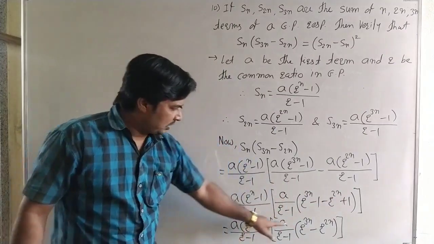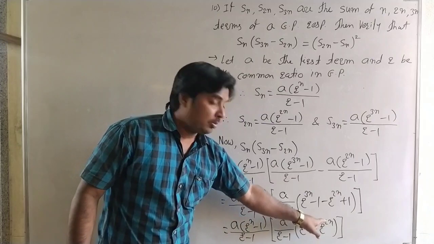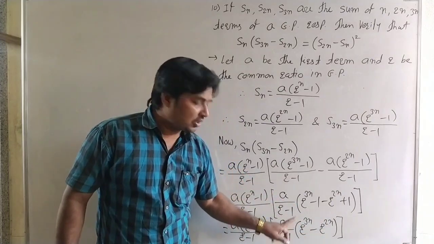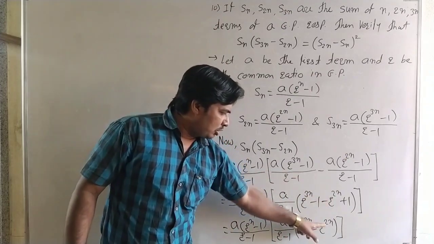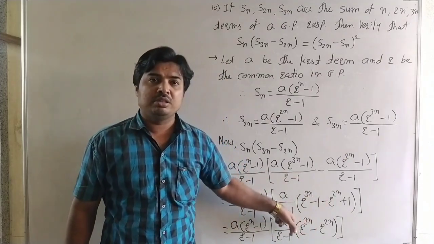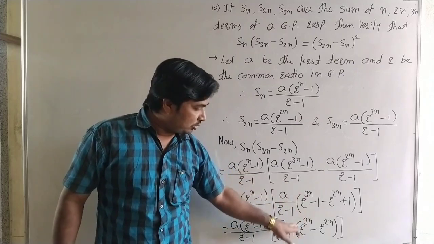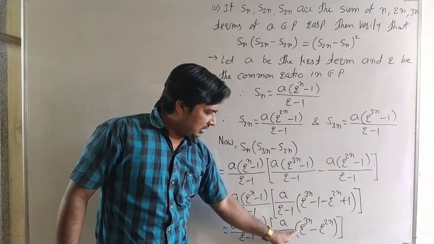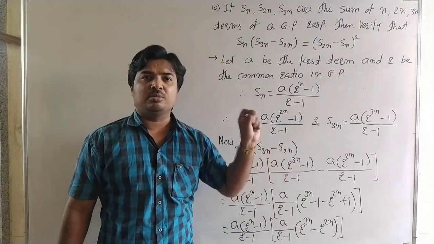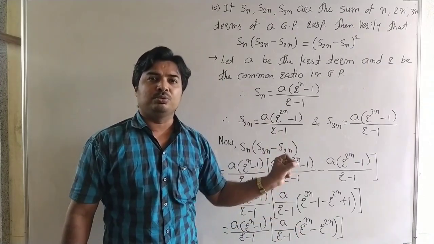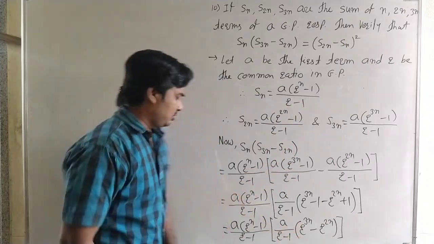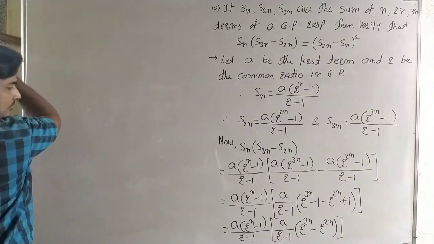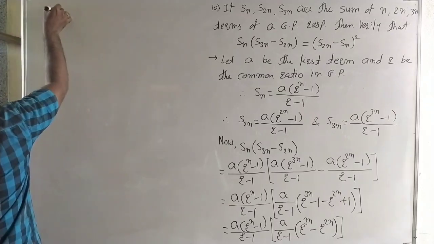Now here it is R to the power 3n and R to the power 2n. In these two terms we can take common R to the power 2n. R to the power 3n means R to the power 2n plus n. That means R to the power 3n can be written in the form R to the power 2n into R to the power n. So we take common R to the power 2n.